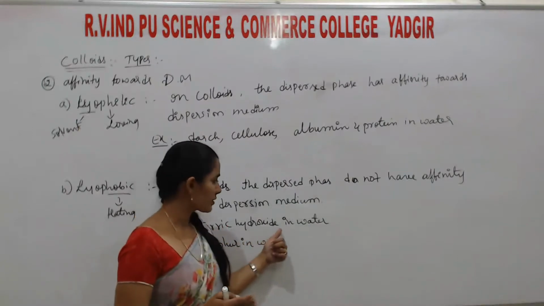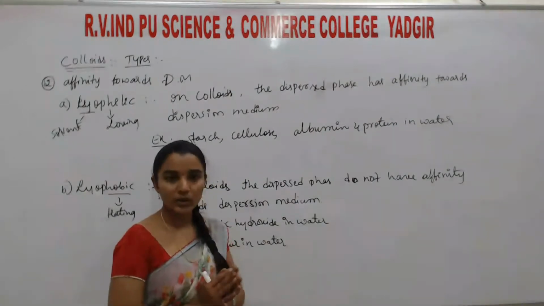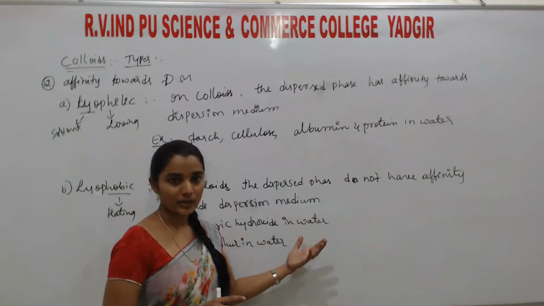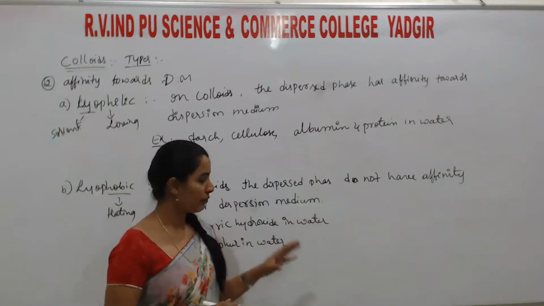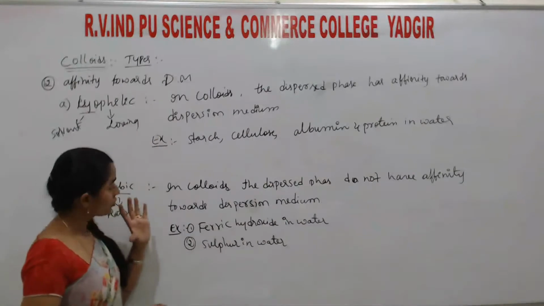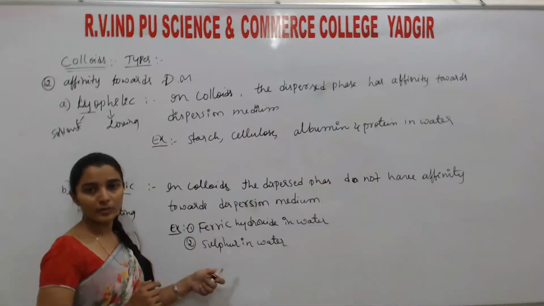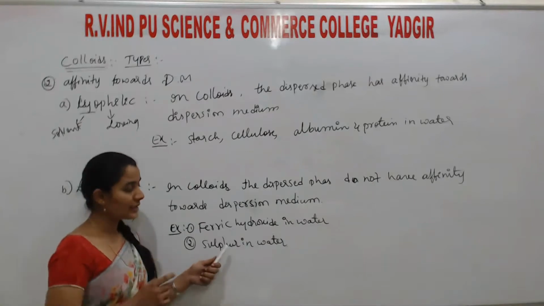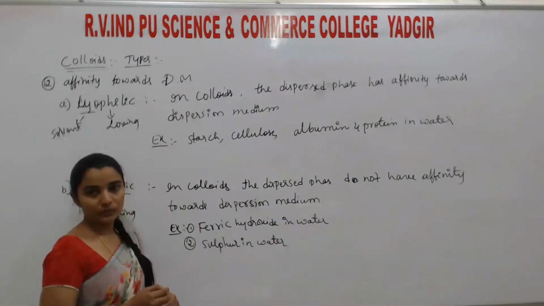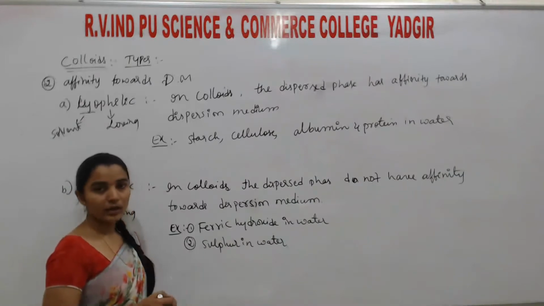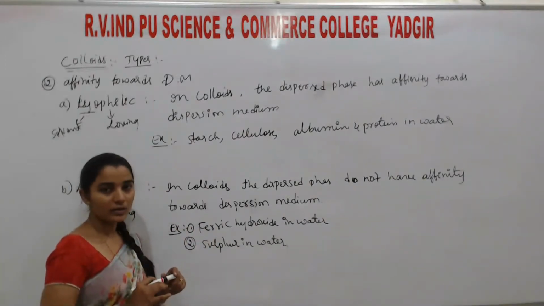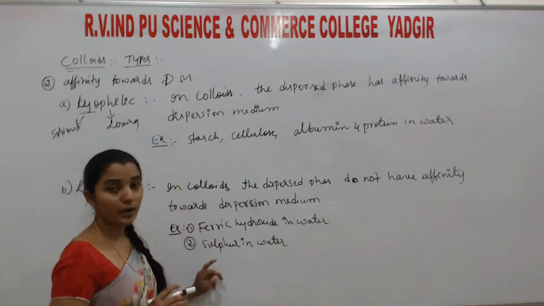Understand? So ferric hydroxide in water. They are not mixed up with water. They are solvent hating. Understand? The bond between them is not strong. So we can easily separate them. Understand? So it is a reversible process. They are already separate in the solution or separate in the colloids. Understand? So this is all about lyophilic and lyophobic.